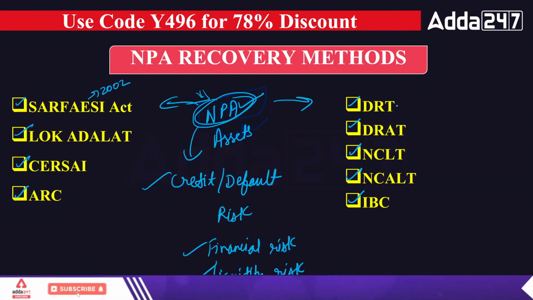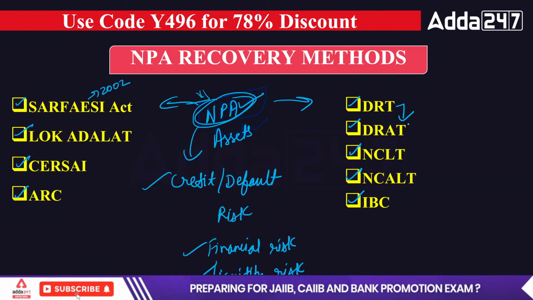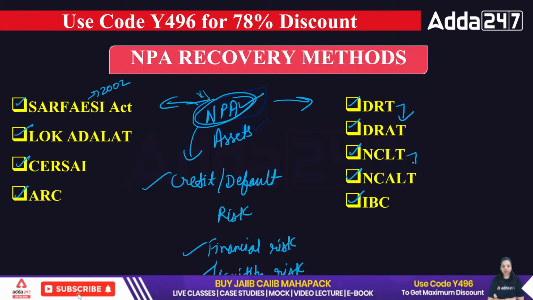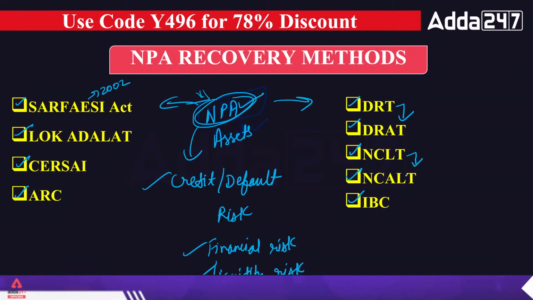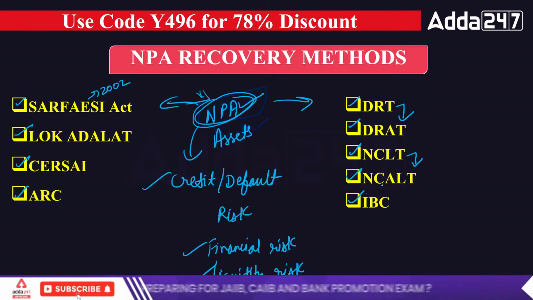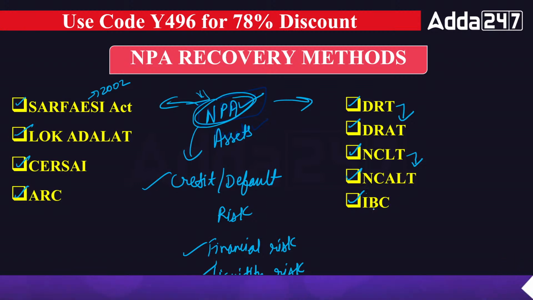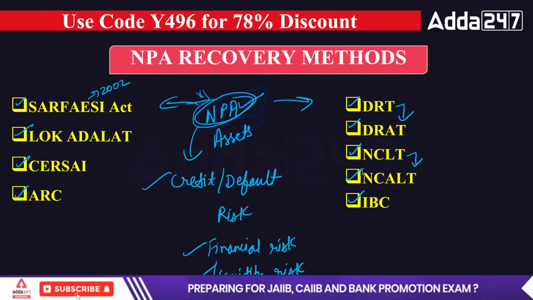So first you go to the DRT. If you are not satisfied, then you can go to the DRAT. Then we have the National Company Law Tribunal, and then the National Company Law Appellate Tribunal. So if you are not satisfied with the NCLT, you can go to the NCLAT. Now next we have the IBC, the Insolvency and Bankruptcy Code, which was introduced in the year 2016.